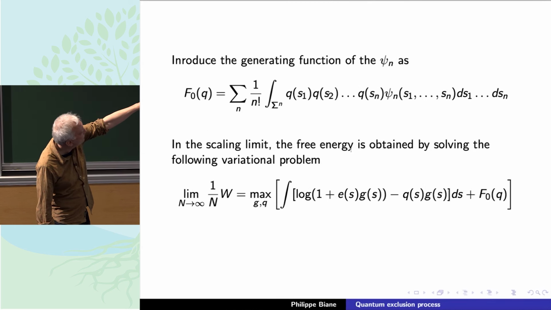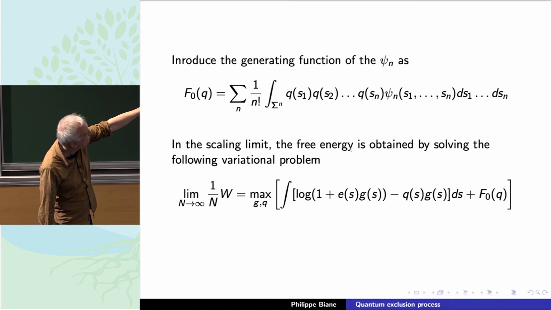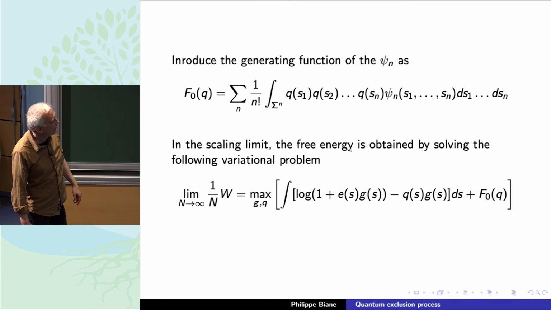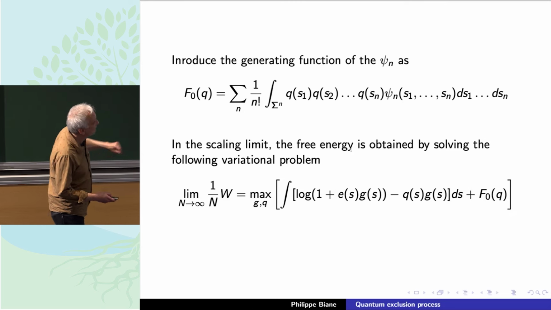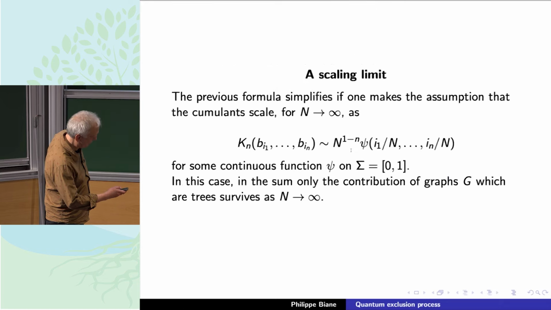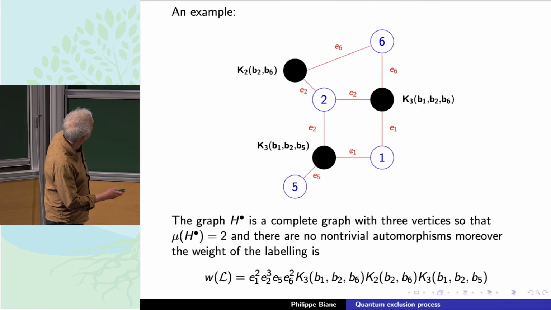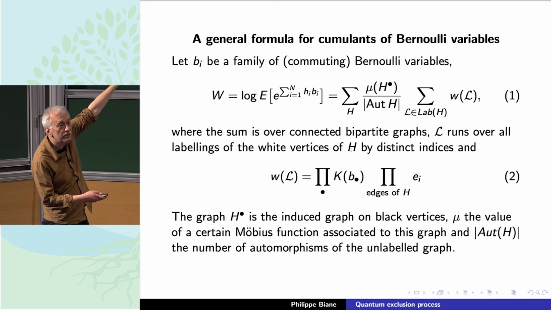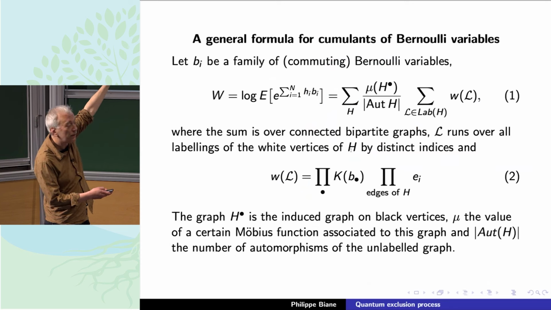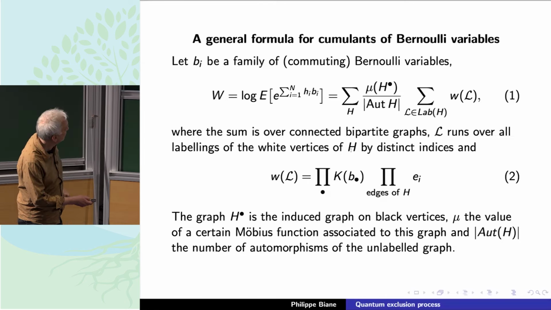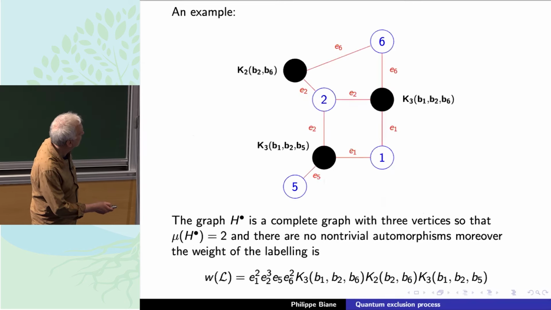Maybe I should say that there is a formula for e to the s. If you remember, W was just the joint Laplace transform of the Bernoulli variables. So there is a function h, and e is e to the h minus 1. So that's the connection between this formula and the formulas that I've shown.